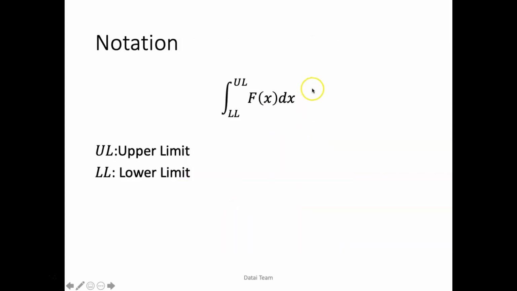Let's look at the notation for integration. We have the upper limit, the lower limit, and the function that we are integrating, and we integrate with respect to dx. If the function was in terms of x and y, we would integrate with respect to one variable, then the other variable, and we would have limits for both of the variables.